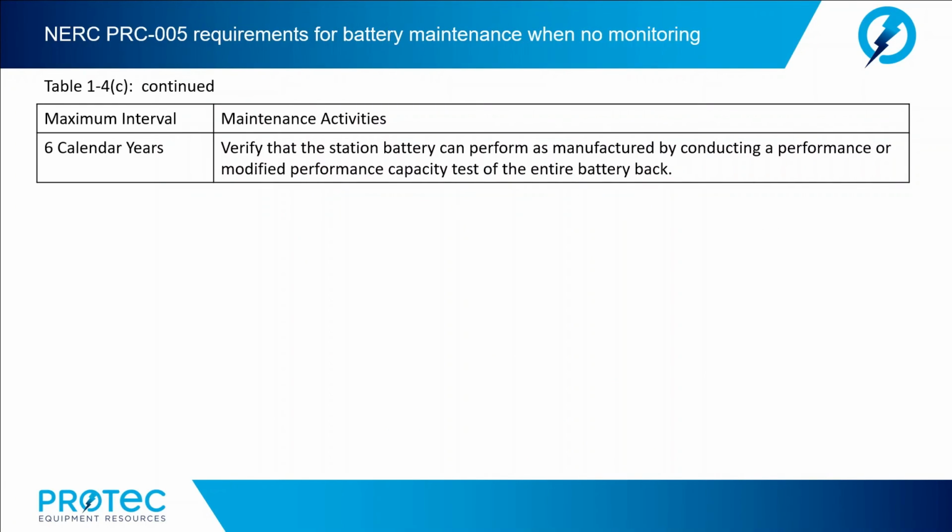Table 1-4C continued. Every 6 years, we are to verify that the station battery can perform as manufactured by conducting a performance or modified performance capacity test of the entire bank. Now, as we see in the nickel-cadmium, there is no call out for the internal ohmic trending because, as we discussed earlier, when comparing NiCads to lead-acid batteries, there really are no degradations that can be trended in the NiCad batteries.